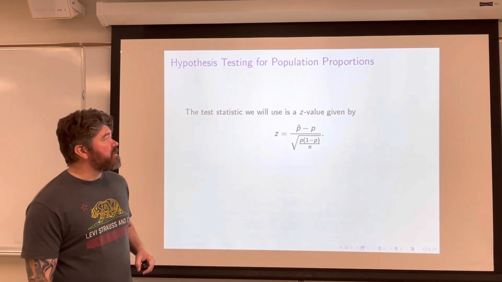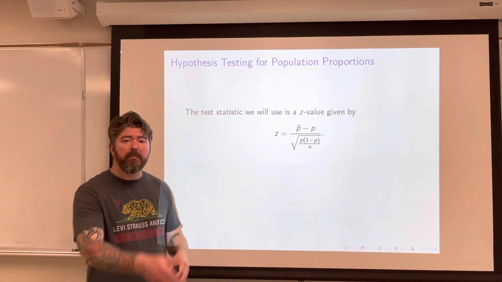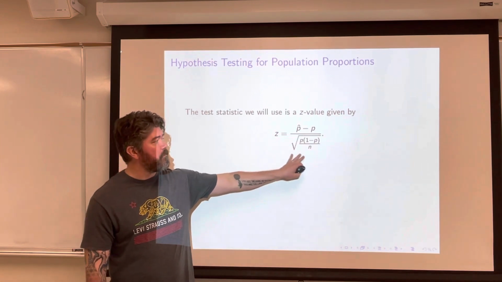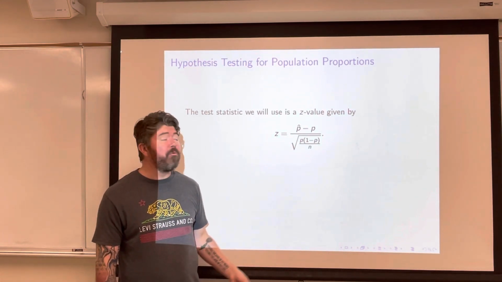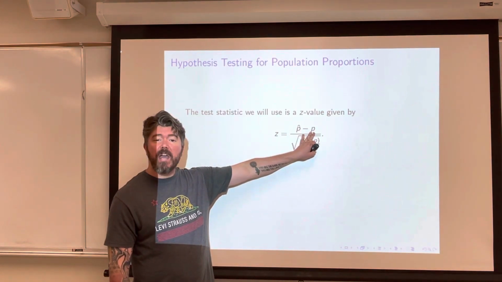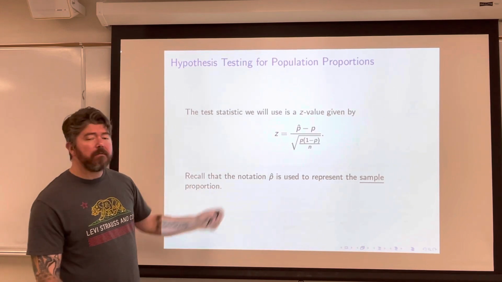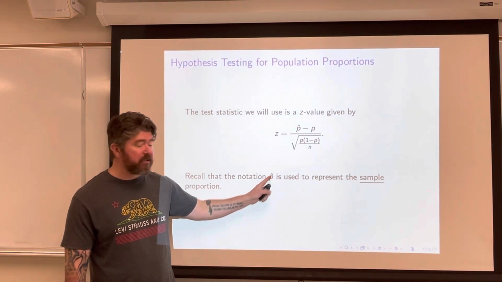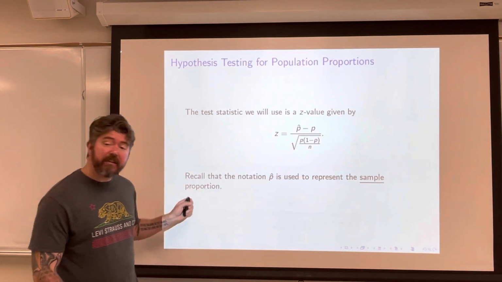The test statistic we will use is a z-value, and this is our last formula in our left-hand column on our Exam 5 formula sheet, our z formula. And notice it is the only formula where we have a p-hat value. So recall that the notation p-hat, it looks like a little party hat, is used to represent the sample proportion.